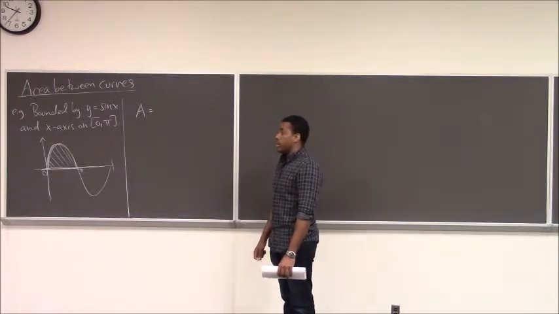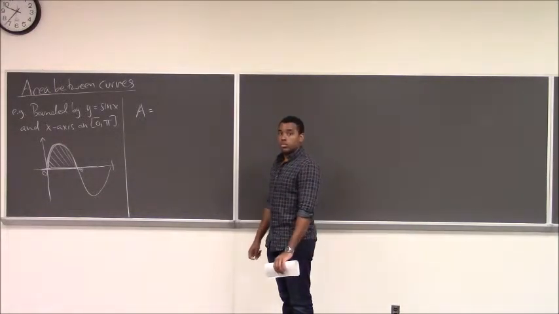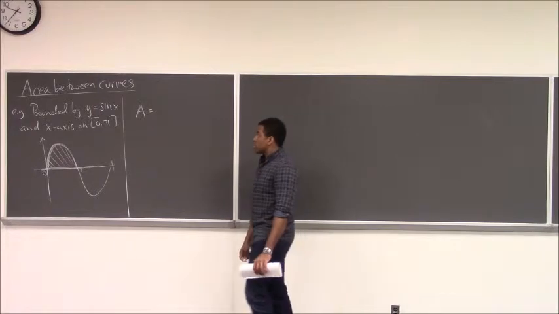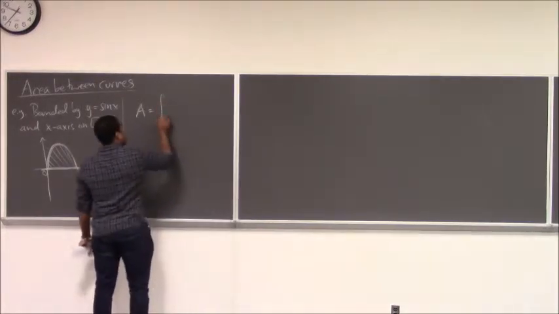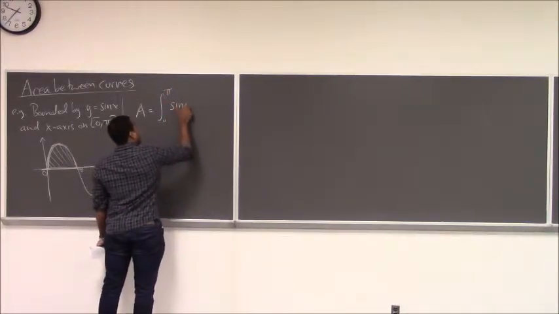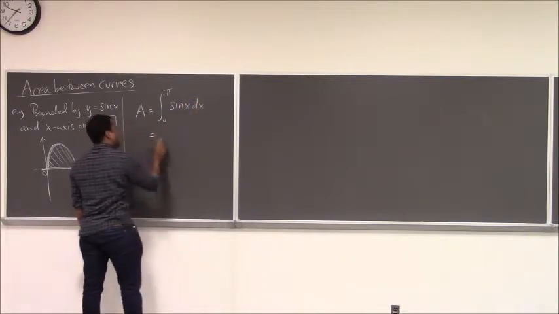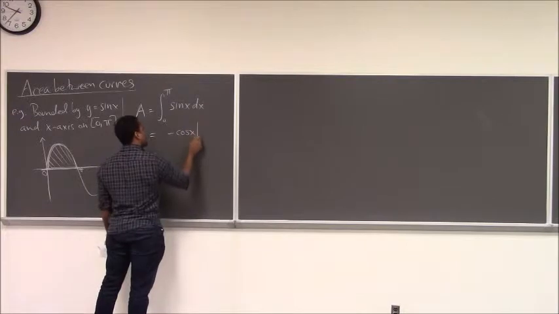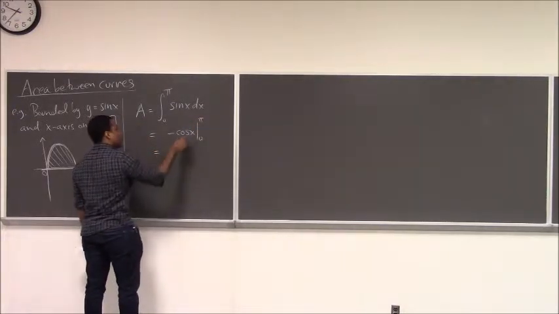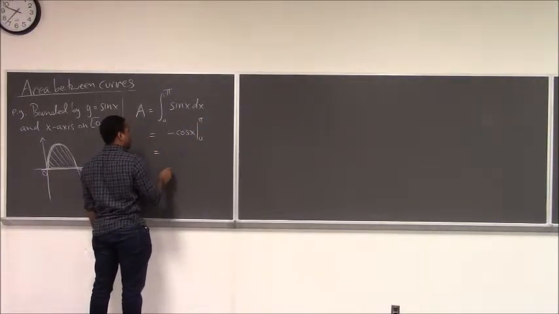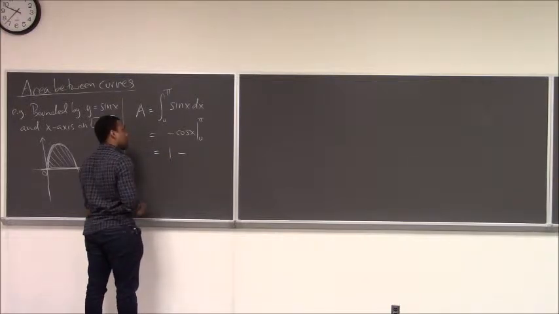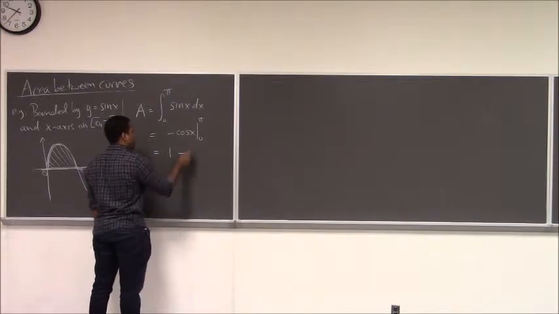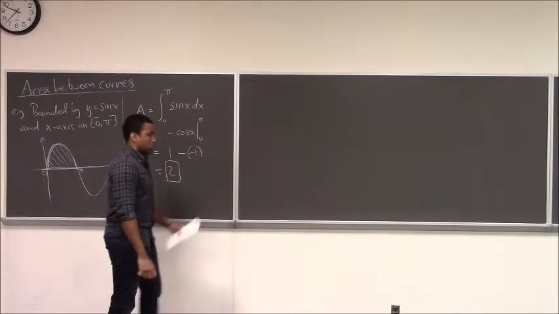How do you compute the area? The integral of sine from 0 to pi. So that's pretty much an area under the curve problem. Integrate sine, you get minus cosine. Cosine of pi is minus 1, minus cosine of 0 is 1. So the area is 2.